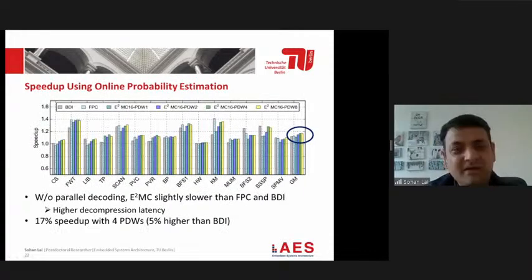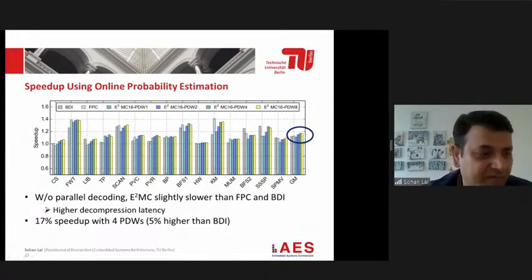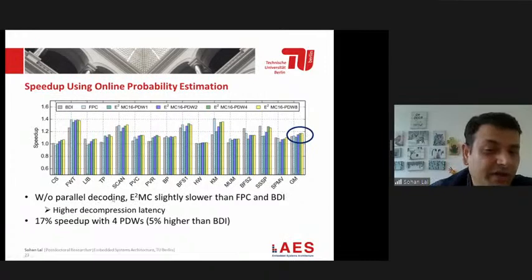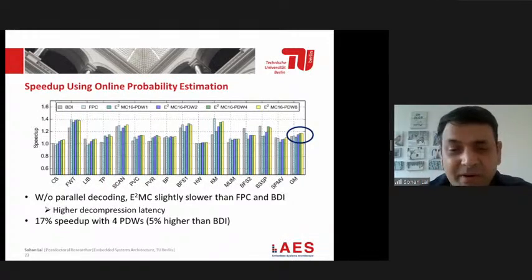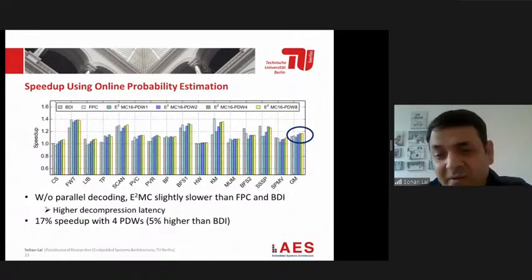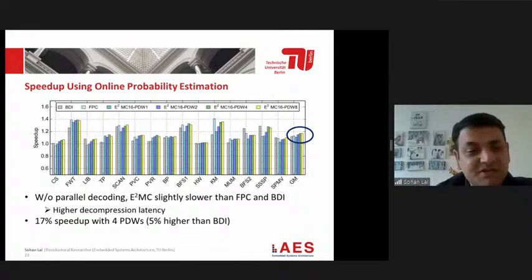If we look at the speed up using online probability estimation, I'm again just focusing on the average. If we don't do parallel decoding to decrease the decompression latency, then E2MC, the entropy encoding technique, is slower. The reason for that is the higher decompression latency. To give you an idea, E2MC required around, if I remember correctly, 80 cycles to decompress a memory block, whereas FPC requires around 5 cycles and BDI just 1 cycle. So they are very simple, but as I said, their compression ratio is low.